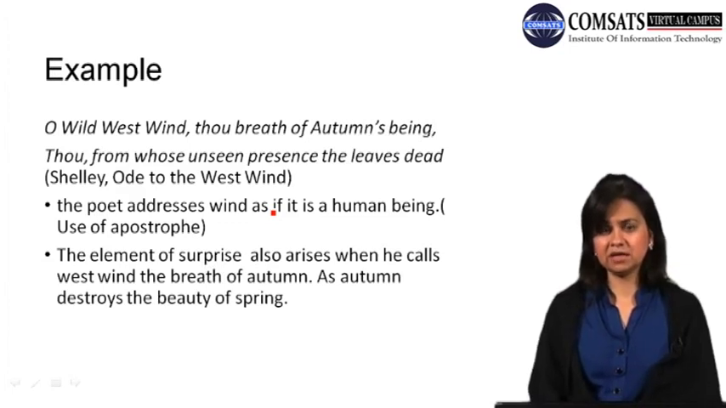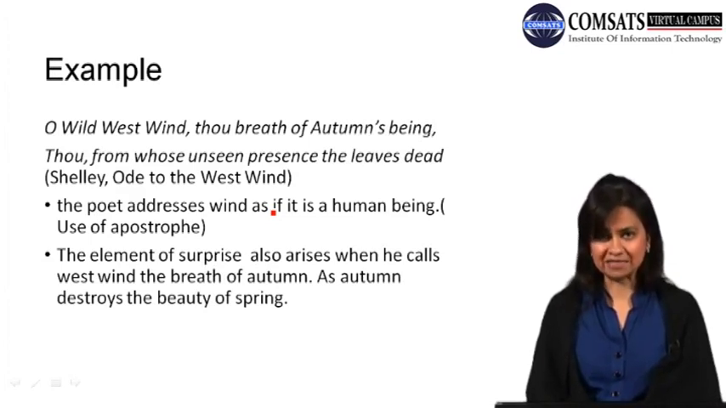Now the very beginning of the poem, "O wild west wind," is a deviation where he has addressed the wind as if it is listening to him, as if it's a person whom he can address and talk to. So as a literary device, it is apostrophe, where he is addressing the wind. The poet addresses the wind as if it is a human being or an animate thing, hence using apostrophe O.